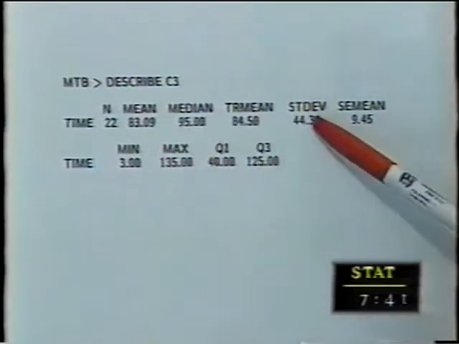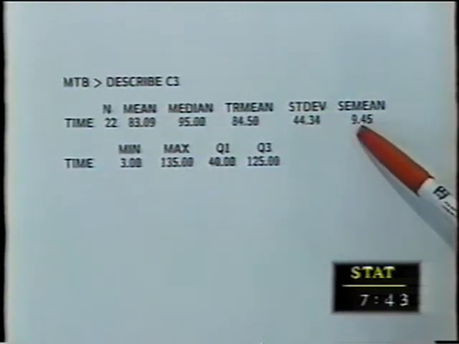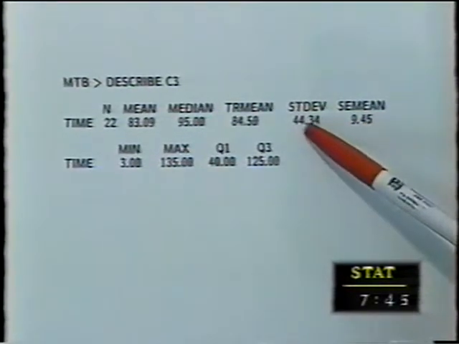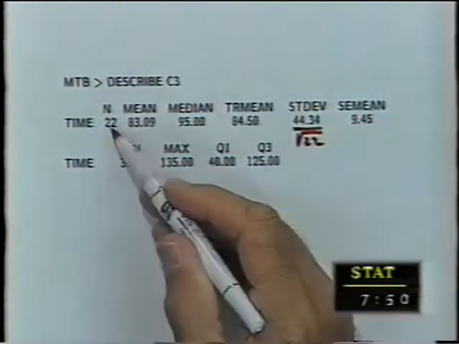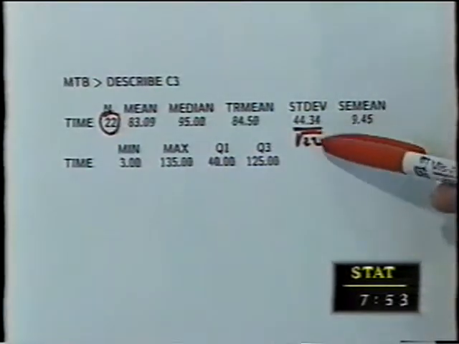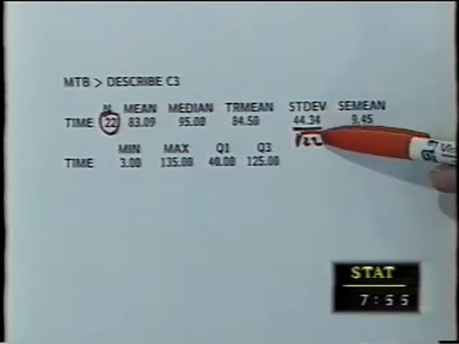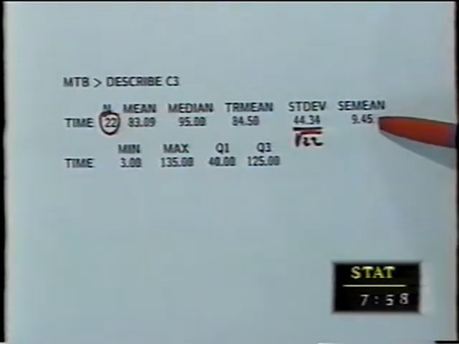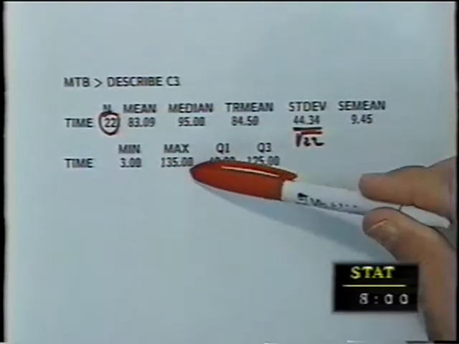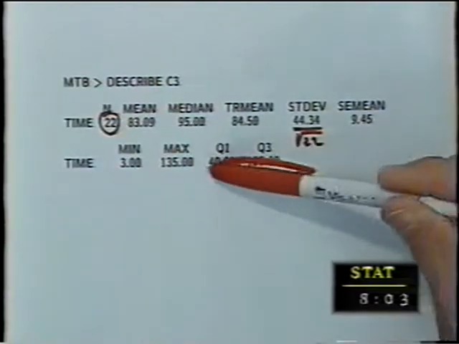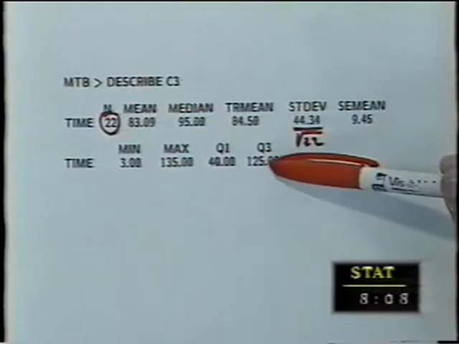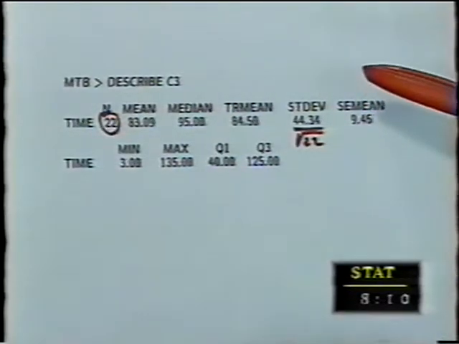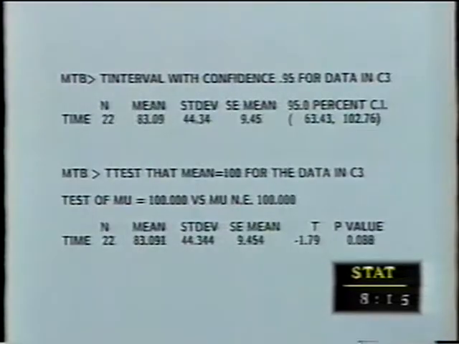Here's the median. Here's the standard deviation. Here's the standard error of the mean. What they mean here is the standard deviation of the mean. That is this number divided by the square root of 22, which is n. If you take 44.34 divided by the square root of 22, you'll get 9.45. And it gives it to you. It tells you the smallest, the largest. It gives you the quartiles, that is, the 25th percentile of the range of the data and the 75th percentile of the data. So there's information that comes out with just pressing a button.